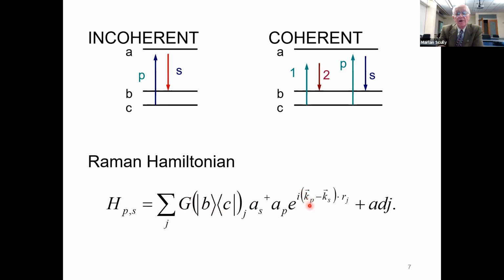The wave vector of the pump and Stokes photon come into the game, with R sub j being the position of the jth molecule in our ensemble. So now I'm going to use this Hamiltonian to calculate the so-called coherent process. Think, if you will, of a laser coming in at frequency nu1 and another laser at just the right frequency so as to be resonant with this ground state combination.